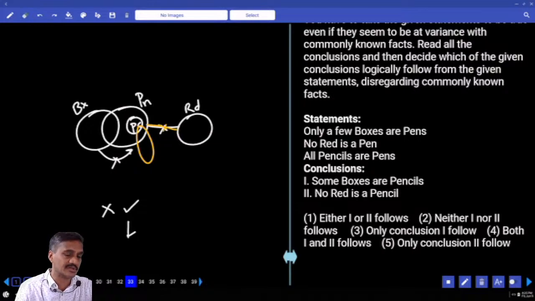Pencil is under this pen. Hence it cannot be drawn. This will be true forever. Only choice 5, question number 33.